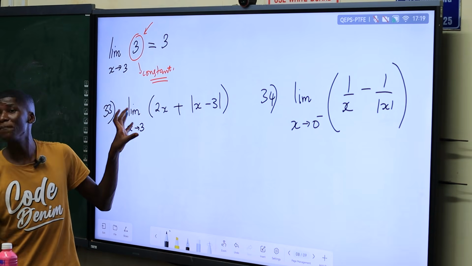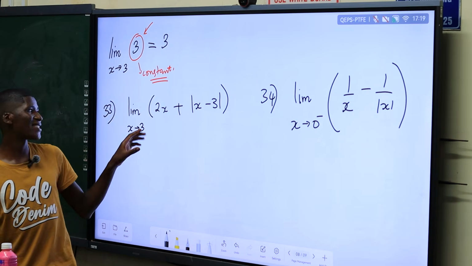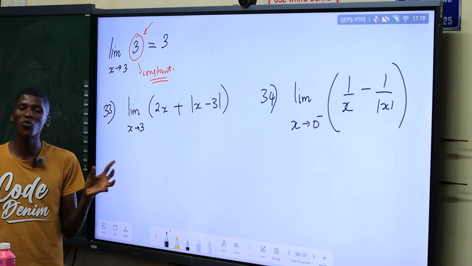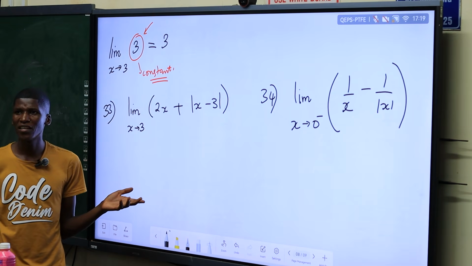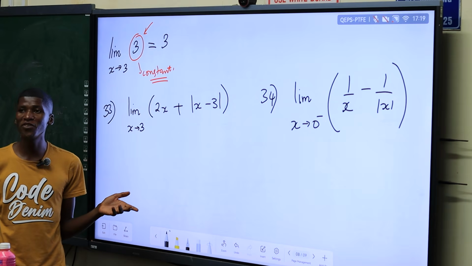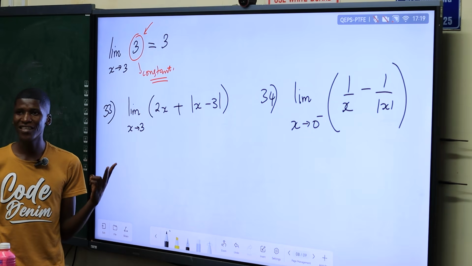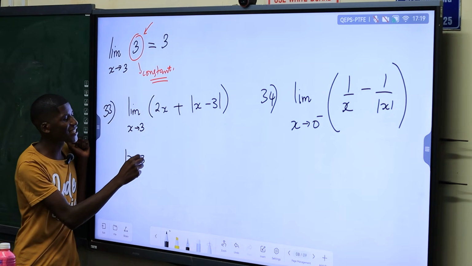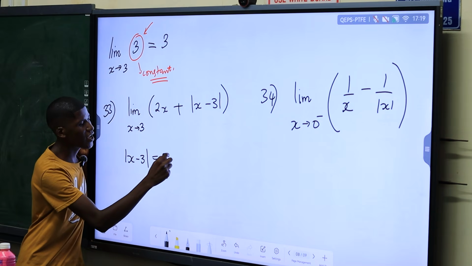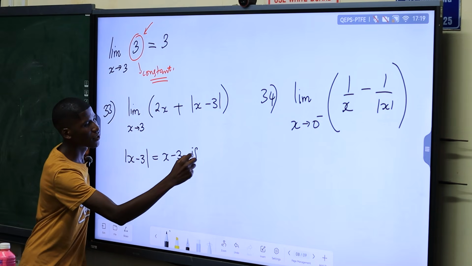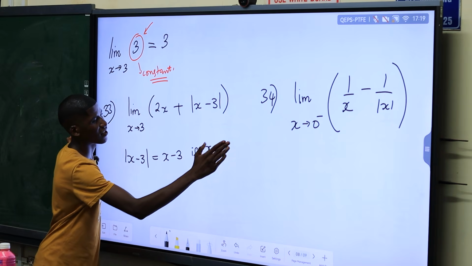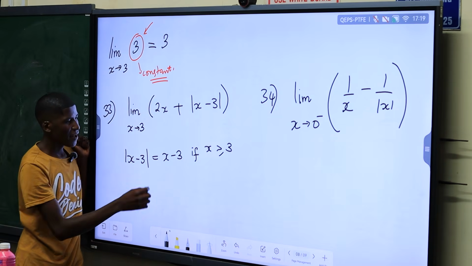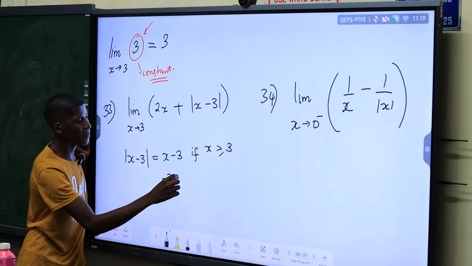So solve this problem. Try to find the left hand limit as x approaches 3 from the left and from the right. Try to find the values and compute. You should see the absolute value sign chooses how many options? 2. Absolute value of x minus 3 can be expressed as x minus 3 if x is greater than or equal to 3, and then it is minus x plus 3 if x is less than 3.